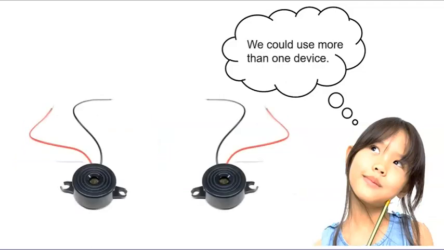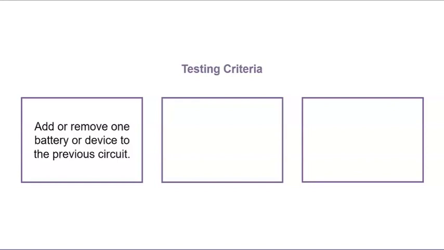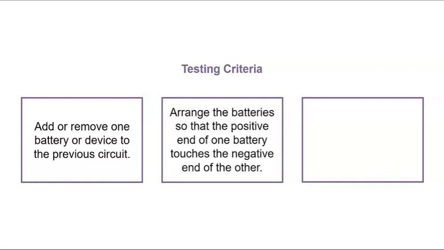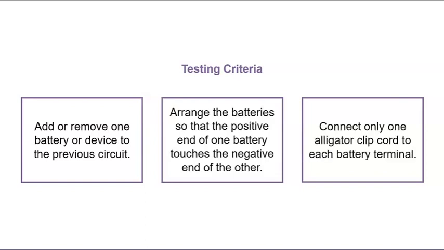We can test different configurations of the circuit by adding or removing components from the circuit. But before we make changes to our setup, let's decide on our testing criteria. We will add or remove 1 battery or device to the previous circuit. We will arrange the batteries so that the positive end of 1 battery touches the negative end of the other. And we will connect only 1 alligator clip cord to each battery terminal.